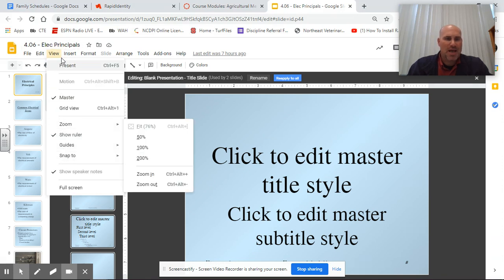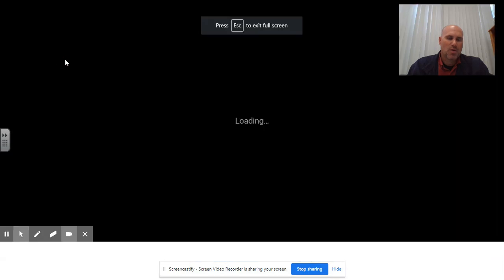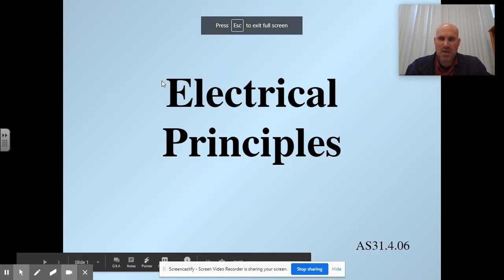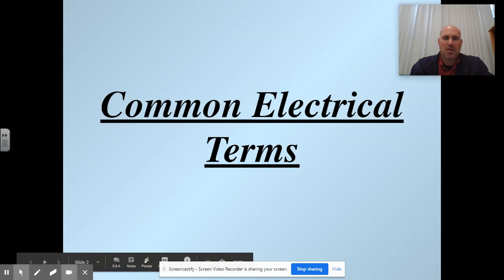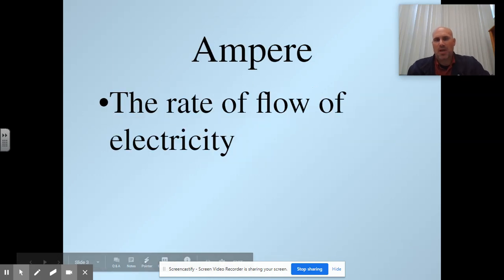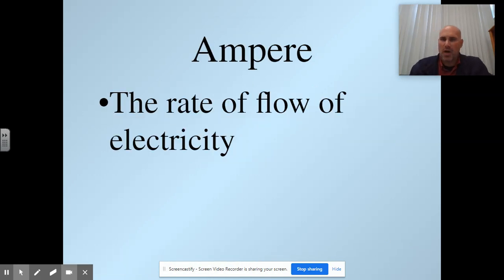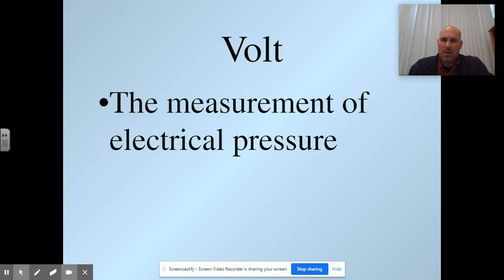Basically, what we're doing today is we are looking at some basic terms. We discussed a couple things. So electric principles, the big three are amps, watts, and volts. Amps is how fast something goes from point A to point B. Volts is how much pressure is on the inside of your actual wire. So the current, the pressure of your current.